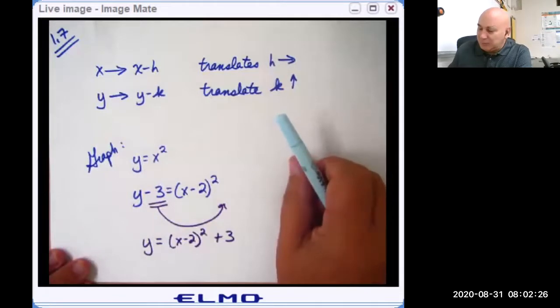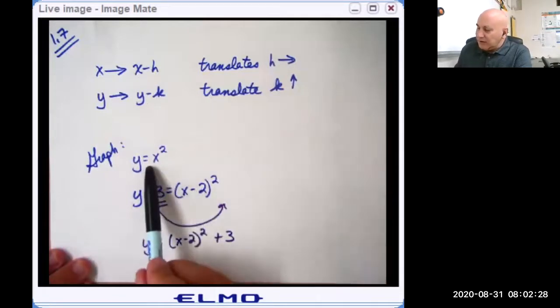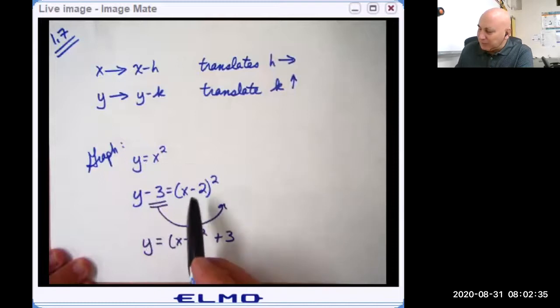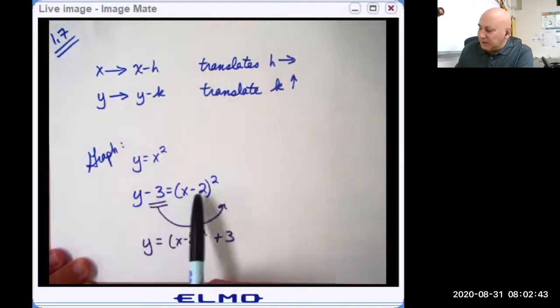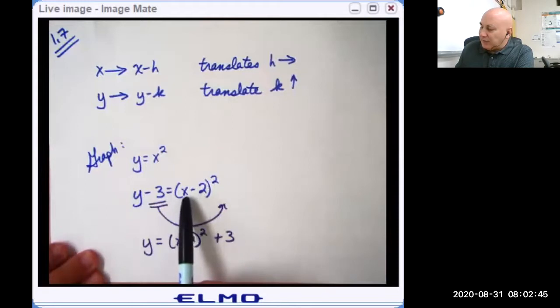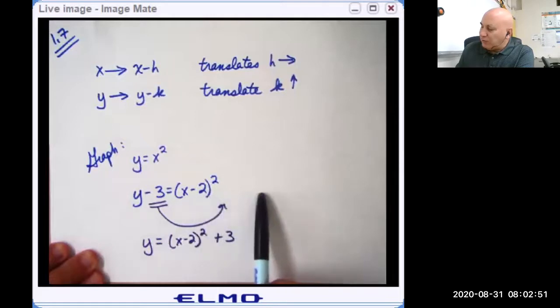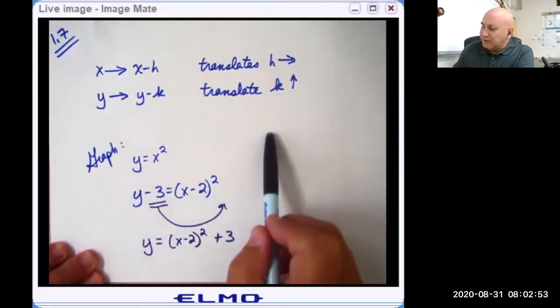So if we take a look at the graph of y equals x squared, and I'm not going to graph it, you know what y equals x squared looks like. You can see that I've replaced x with x minus 2 and y with y minus 3. So what that should do is take the graph of y equals x squared and move the whole graph 2 units over to the right and 3 units up.